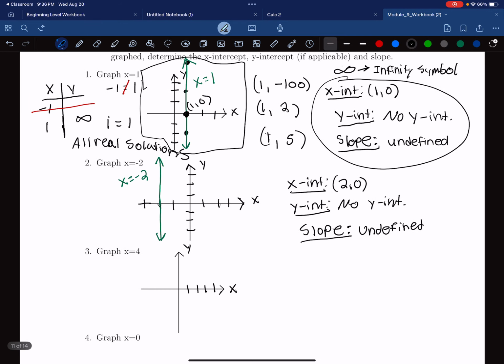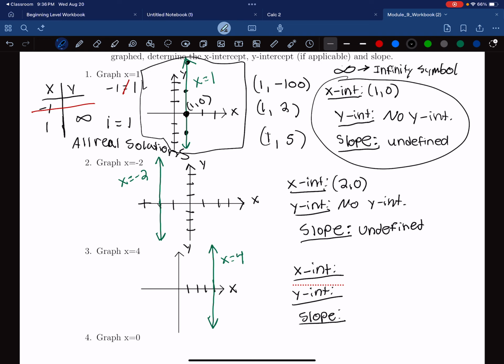As we've seen in examples 1 and 2, this is going to be a vertical line because we have x equal to some number or value. Specifically, the value is 4, so we're going to have a vertical line when x is equal to 4. So this is going to be our graph. And then the x-intercept, the y-intercept if there is one, and the slope: if you have not found them, I encourage you to pause the video and try this on your own before I go through it.